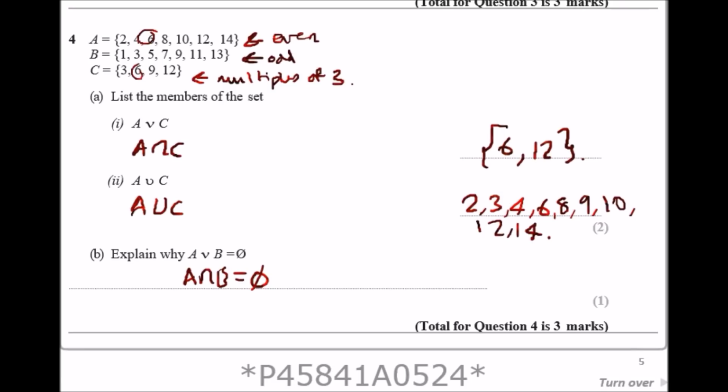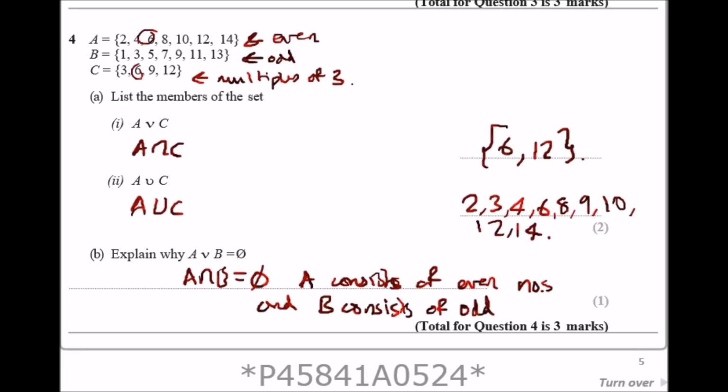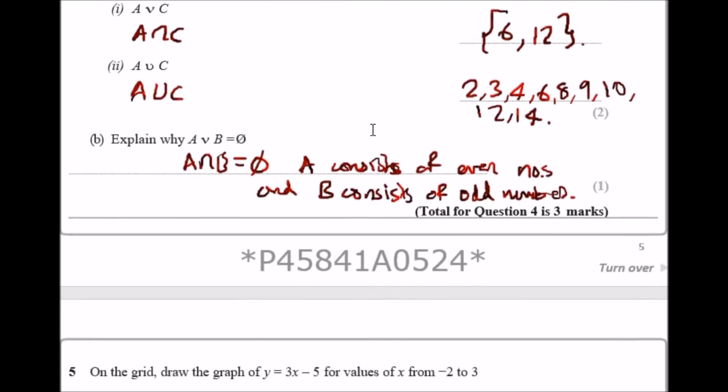They all have opposite figures. So you'll find no intersection here. So we can say simply A consists, so keep it simple, of even numbers and B consists of odd numbers. So I wrote it in 2 different ways, but that's really it. Anyway, I hope that's done.